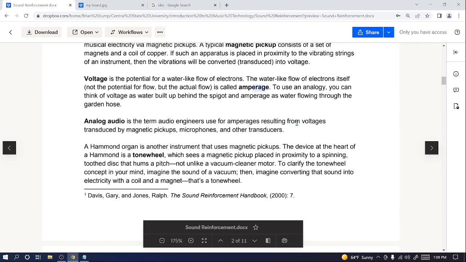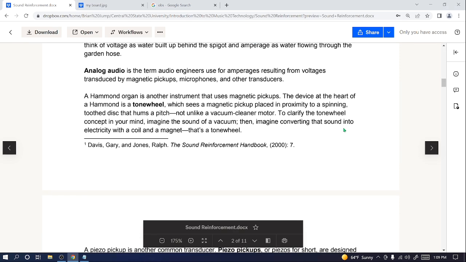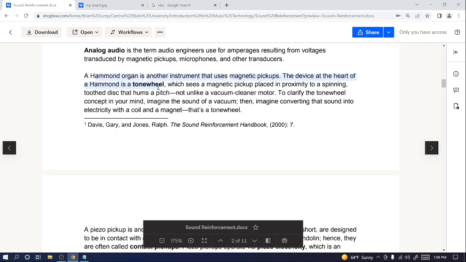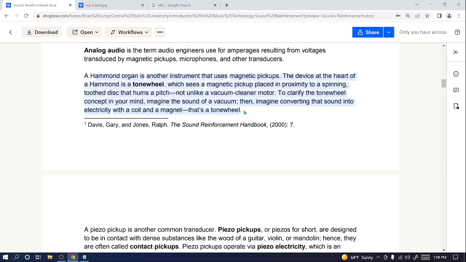The term engineers use for amperages resulting from voltages transduced by magnetic pickups, microphones, and other transducers. So let's look at other transducers just for completeness. There's the tone wheel, which is a device that you'll find inside of a Hammond organ. The Hammond organ has many tone wheels corresponding to the keys. You can think of a little electric motor. Imagine the sound of a vacuum cleaner. When you run a vacuum cleaner, forgive me here, it essentially sounds like this.